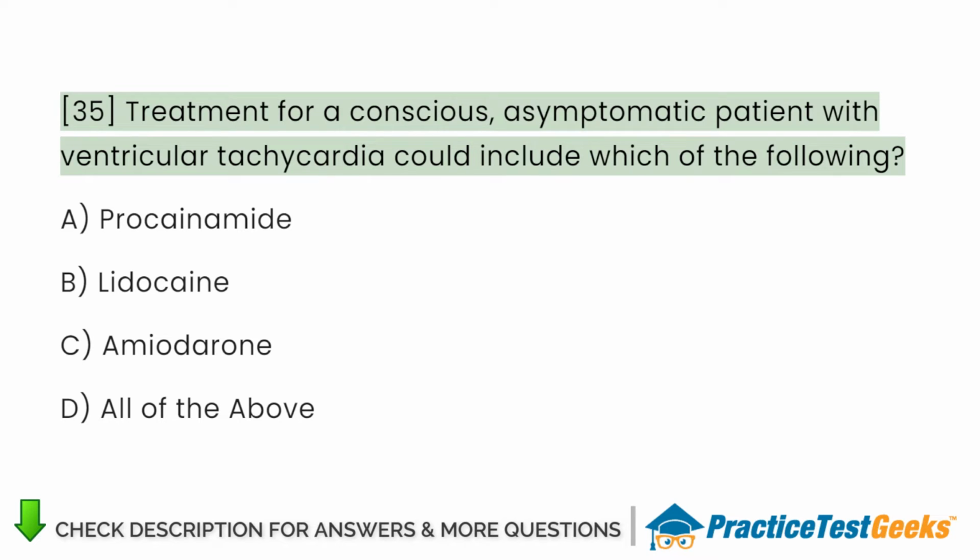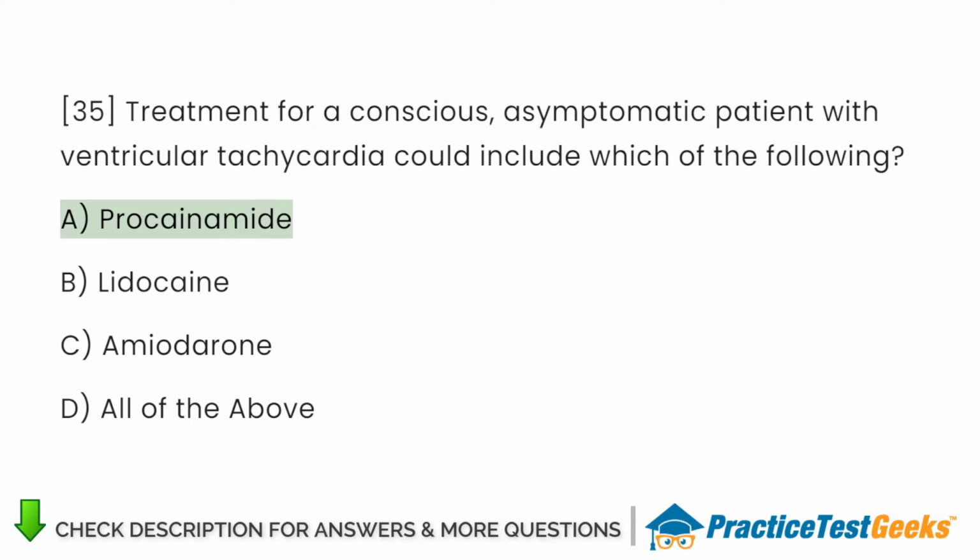Treatment for a conscious, asymptomatic patient with ventricular tachycardia could include which of the following? A. Procainamide. B. Lidocaine. C. Amiodarone. D. All of the above.